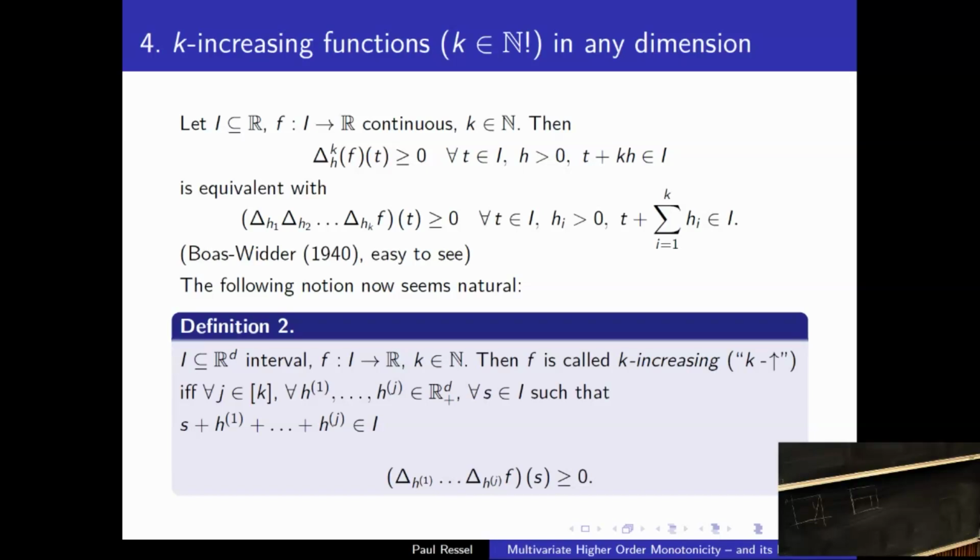Okay, now the second definition. I have any d-dimensional interval and a real-valued function f, and k a natural number. I call f k increasing, and k is now no longer a vector, just a natural number, if for every j from 1 up to k, for every non-negative vectors h1 up to hj, such that the differences are defined, this difference is non-negative. In dimension 1 it would be equivalent with this one, but in higher dimension it's not, but it's quite a natural definition.